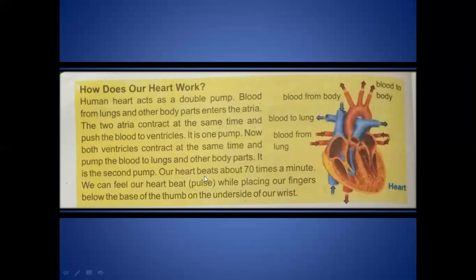Our heart beats about 70 times in a minute. You can easily check it by counting your heartbeat per minute. So in a normal person, what is the heartbeat? 70 times in a minute. We can feel our heartbeat or pulse by placing our fingers below the base of the thumb on the underside of our wrist. I will show you a video in which you will understand how you can find out your pulse rate.